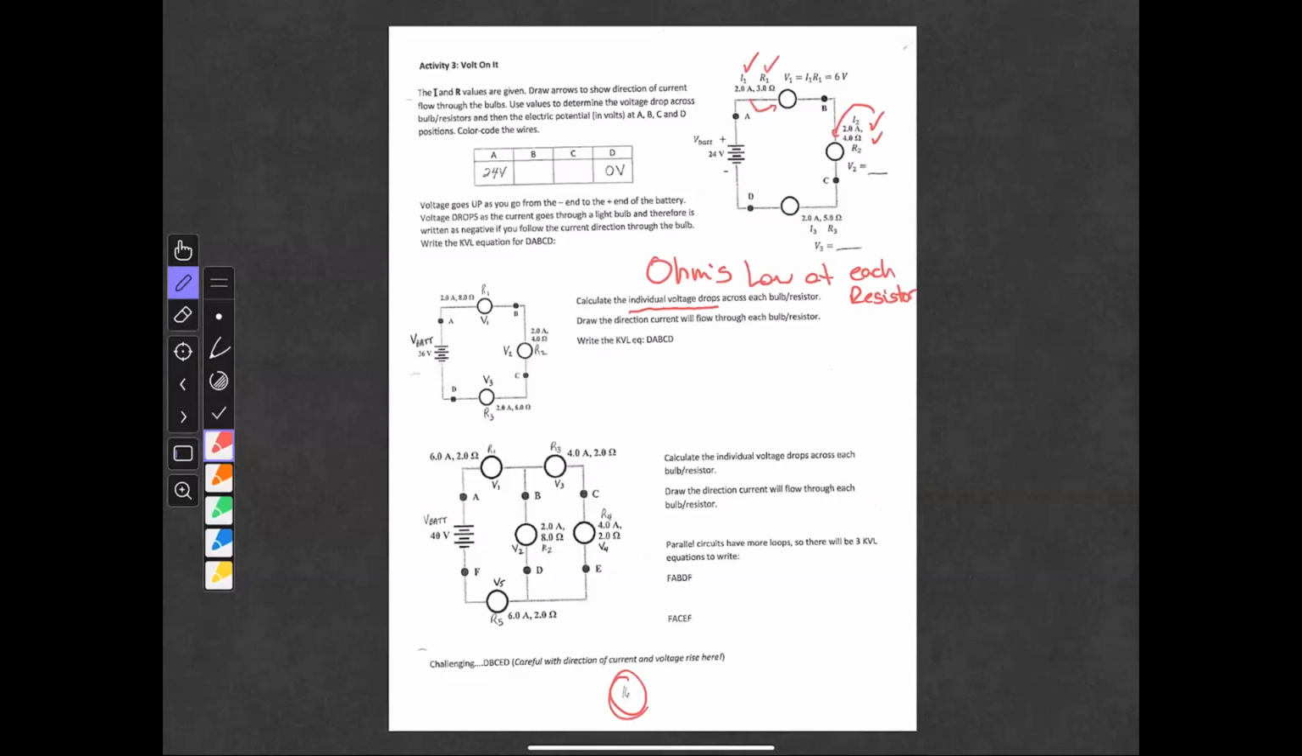So let's make a list of all of our resistors, their voltages, and their currents. And you're gonna see why I do this in this way. We're gonna call it an RVI table.